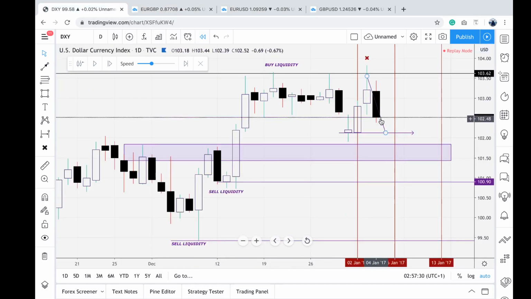So we're looking for a continuation into downside target. The first downside target is this level. Next downside target is that level on DXY.